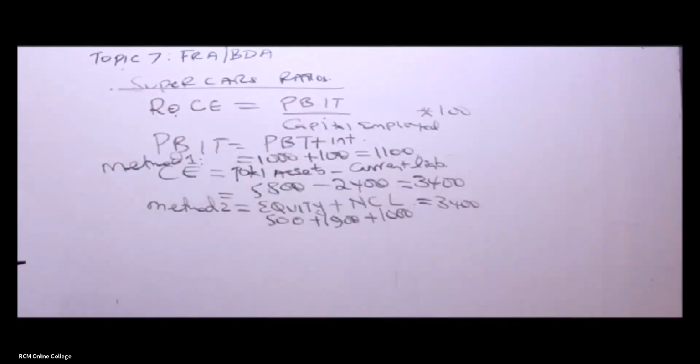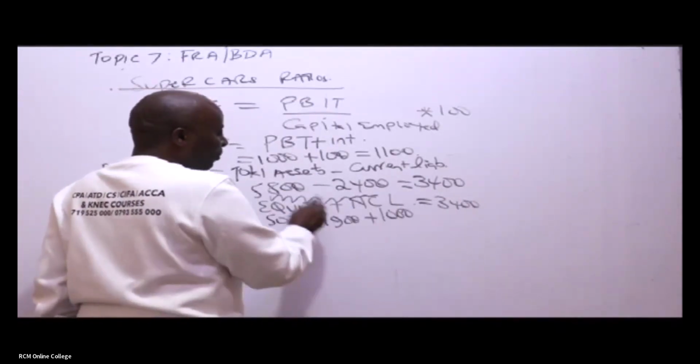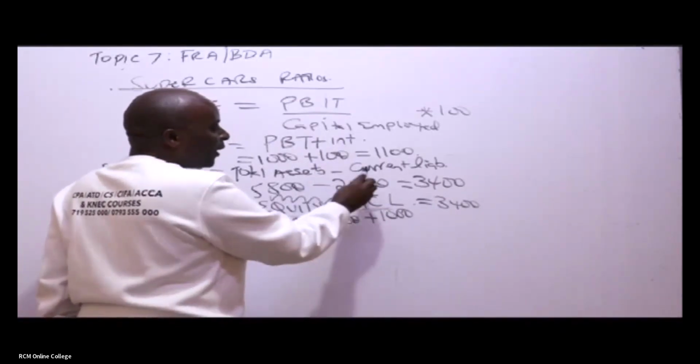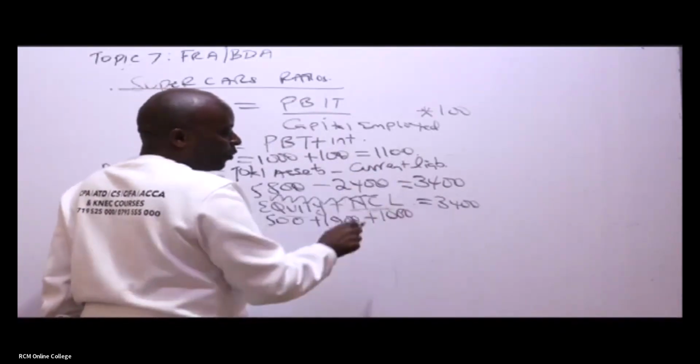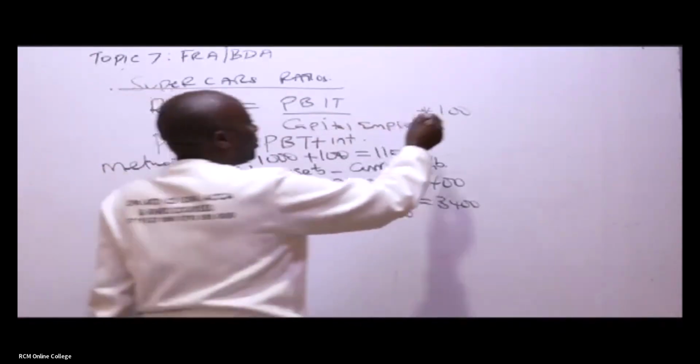Thank you, Felicitas. Method 2, you take equity, because we are looking at the long-term source of finance. This is permanent, this long-term source of finance. We don't bring in current liabilities. That's why we deduct current liabilities in the first method. And then you can come back and substitute here.